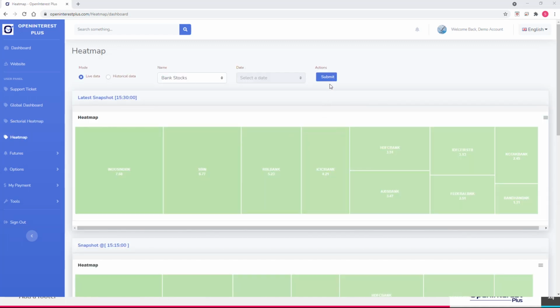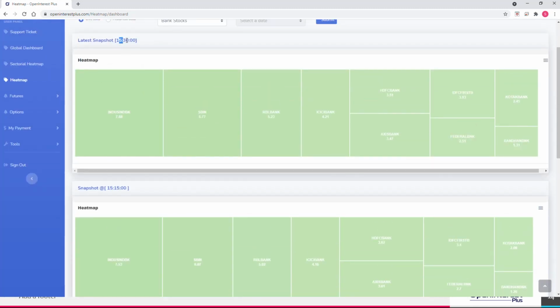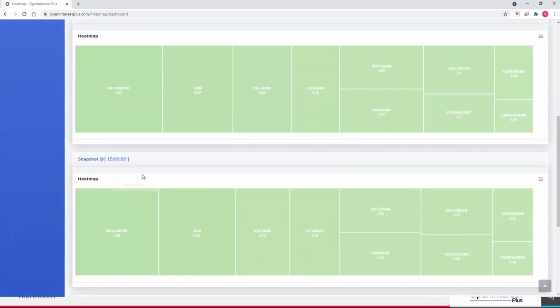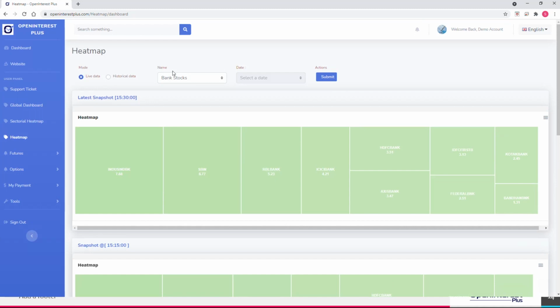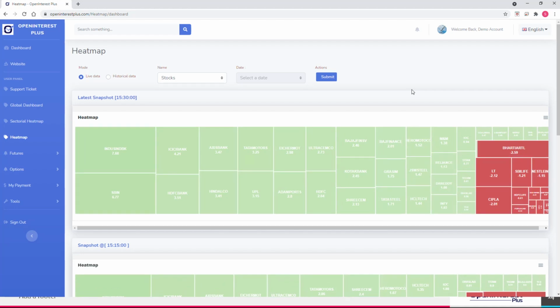On this heat map, we have given the option of live data, historical data, and you have an option to select the instrument. So if you select the bank stock and click on submit, you will have the heat map of all the banking stocks here, and you can do a quick comparison of how the stocks had performed at 3:30, 3:15 or 3 o'clock, or until 2:30. In case you want to look at other than the bank stock, if you want to look at the other stock futures, you can click on that, and again you will have the heat map.